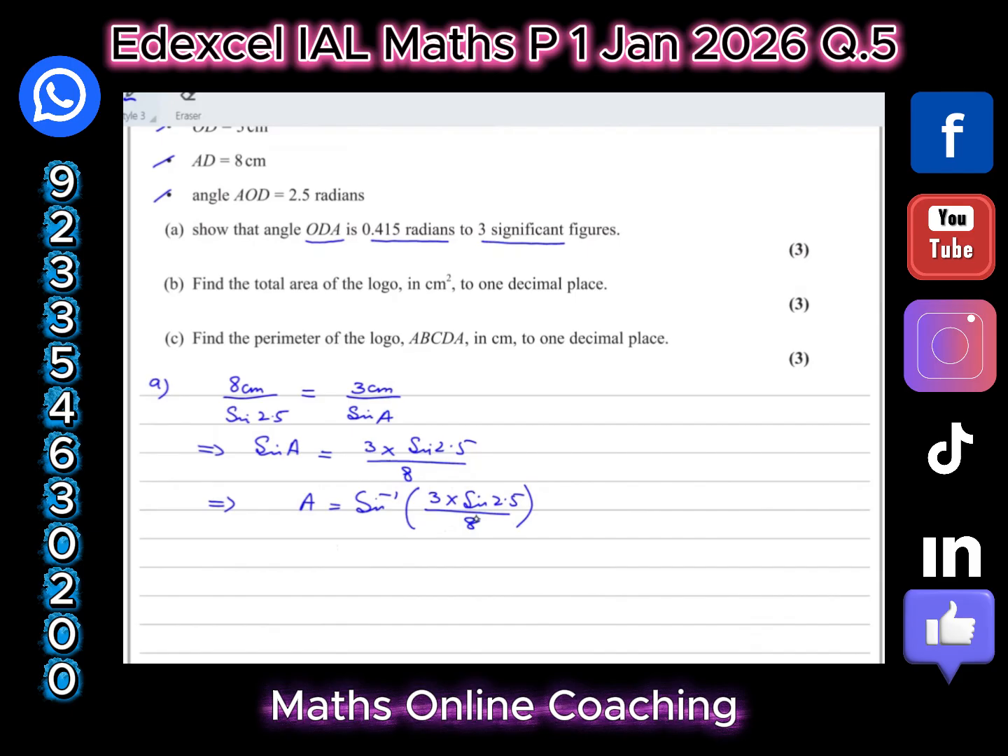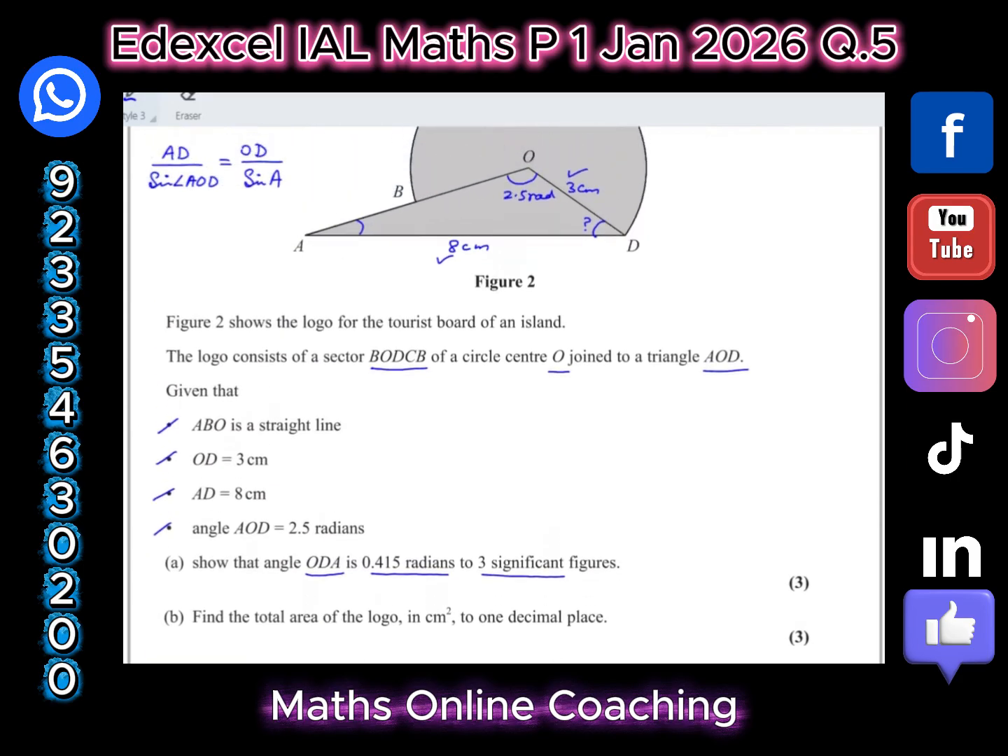Now put it into the calculator and take the inverse of sine. But make sure your calculator is in radians, as the value of this angle is given in radians. By calculating it, we get A is equal to 0.2264 radians. Now this is the value of the angle A. We want to calculate the angle ODA.